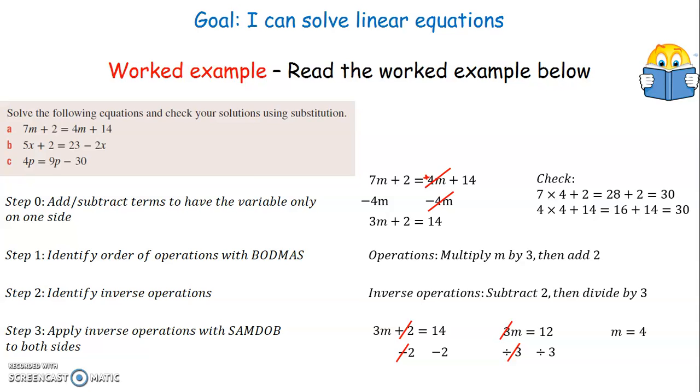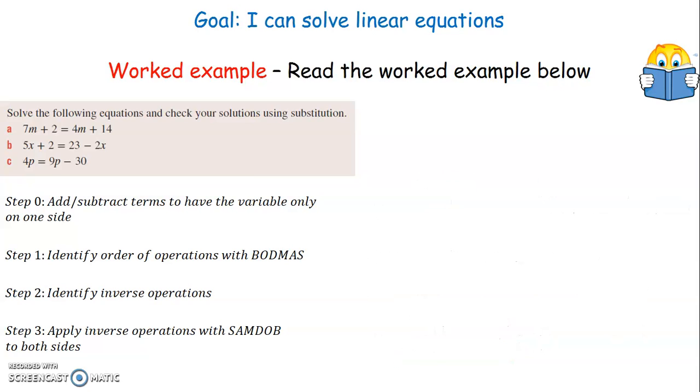Next, we've got 5x plus 2 equal to 23 minus 2x. So this time I want to get rid of the minus 2x. Have a guess. What should I do? Well, since it's minus 2x, I'm going to add 2x.